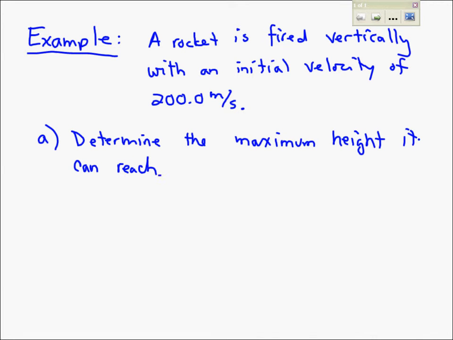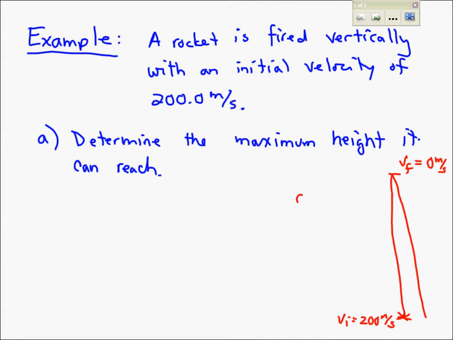Okay, that's our first part. So, you have this rocket going straight up, straight down. It leaves the ground with an initial velocity of 200 meters per second. Velocity at the tip top, 0. Slowing it down, we have negative gravity, and that's all we know. So we want the maximum height.